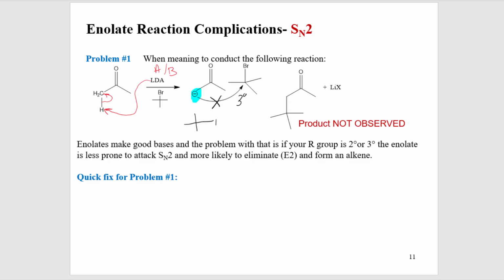Instead, it'll simply act in an E2 fashion, right? E2 will prevail. And you'll get an alkene, and you'll just be using your fancy enolate as a base. That's no good, right? So if your intent is to do an SN2, please stay away from the tertiary and the secondary even systems, because that's just going to promote an E2 reaction.